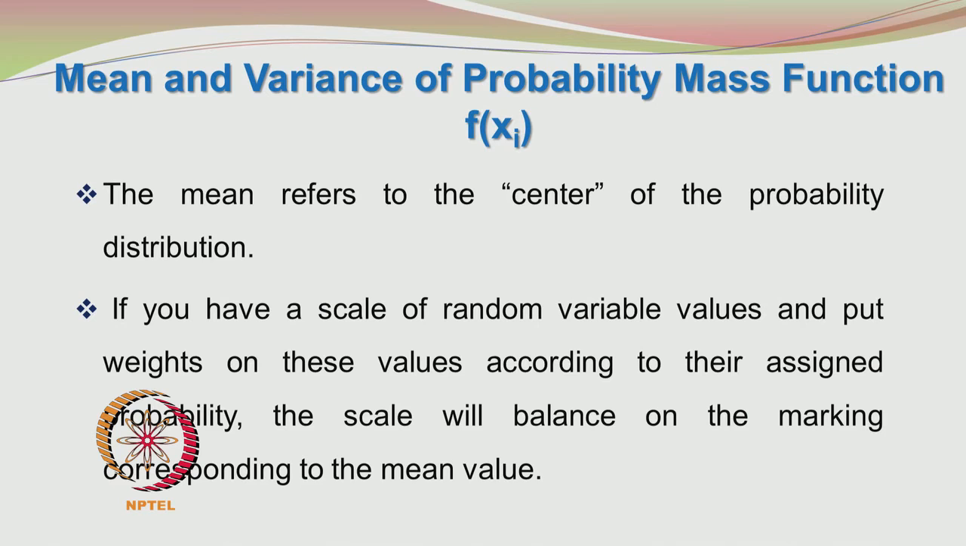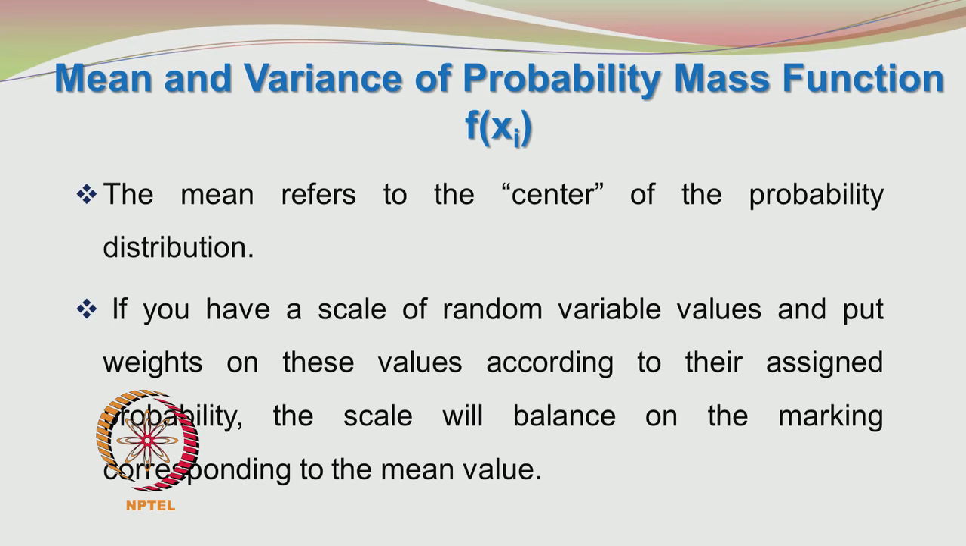If a batsman has an average of 50, then he is supposed to be very good, but it does not mean that he will score 50 in the current innings. He may score 100 or he may score a duck. So, the mean refers to the center of the probability distribution.